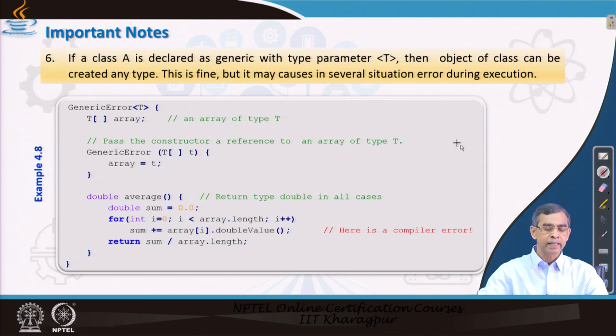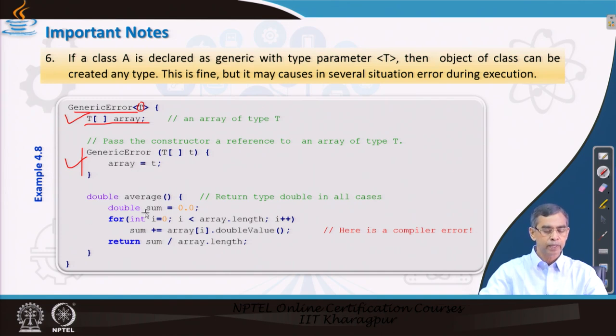This is an example, you can look at it. We declare a generic class, the name of the class is GenericError, and the type T is specified here. According to our understanding, this T can be of any type, it can be Integer objects, String, Double, Student or anything. So, this is an array of objects for this class, and this is the constructor, as usual. These two things are obvious in a generic class discussion, so absolutely no problem.